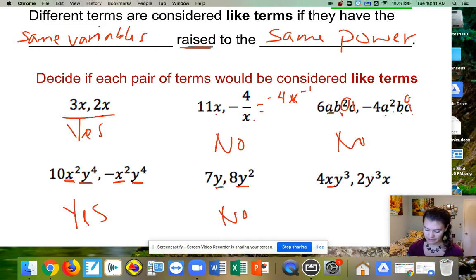Here you have an x and an x, so we're good. Y cubed and y cubed, so we're good. And those are like terms.